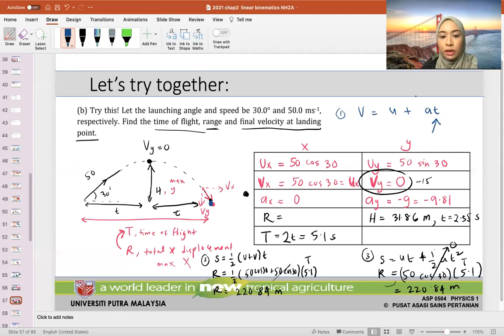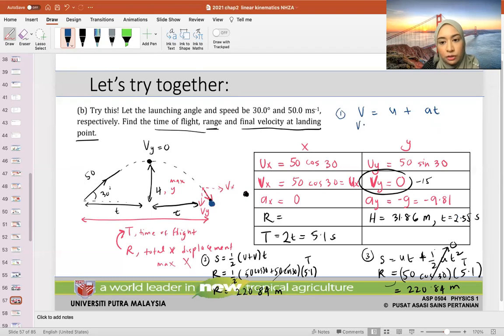5.1. Kenapa? Total. Okay, that it is a total time. Therefore, it is also the same place as our final velocity, right? Okay, betul. So we should use 5.1 here. Okay, let me buang ni jap.